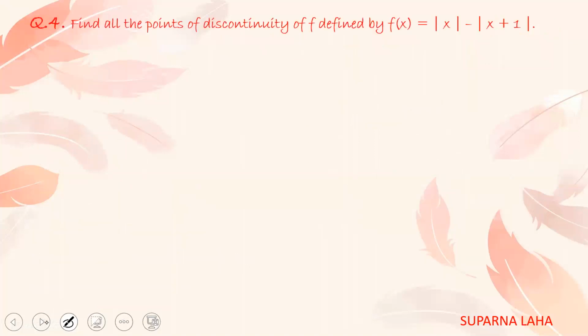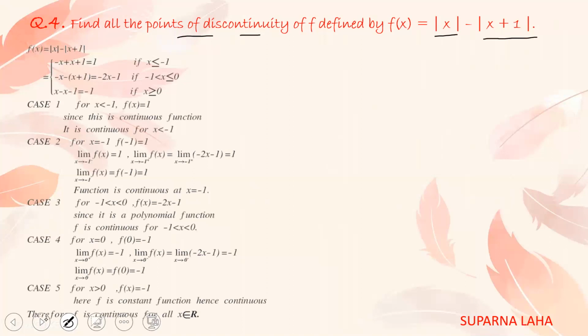Here is your next problem. Mod x minus mod x plus 1. You need to find the points of discontinuity. First of all, we need to divide the function into parts. First is x less than minus 1.